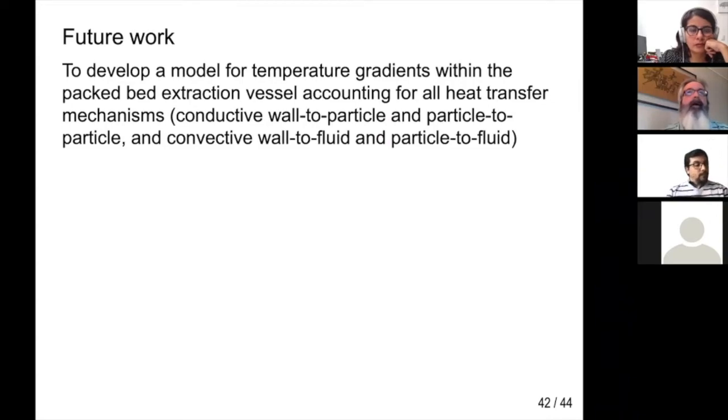Future work on this subject will be part of the doctoral thesis of Felipe Toledo. Felipe will develop a model for temperature gradients within the packed bed extraction vessel, accounting for all heat transfer mechanisms: conductive wall-to-particle and particle-to-particle mechanisms, and convective wall-to-fluid and particle-to-fluid mechanisms.